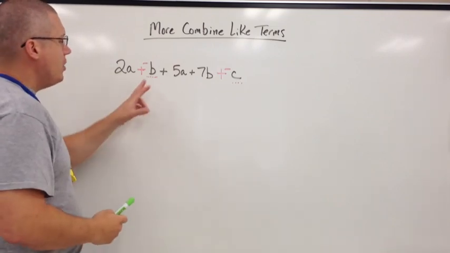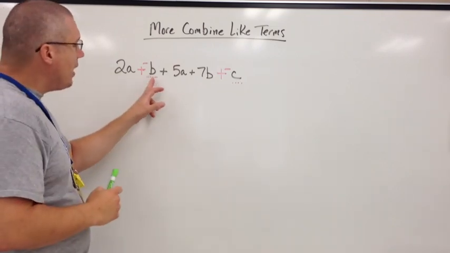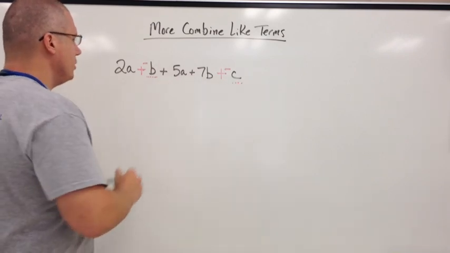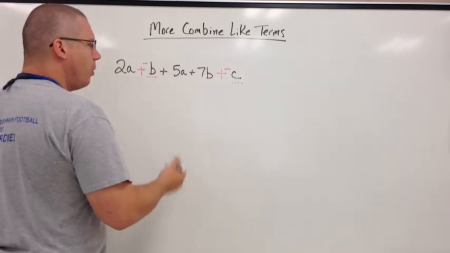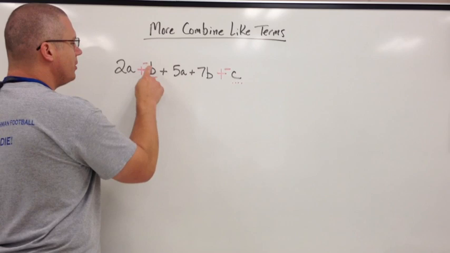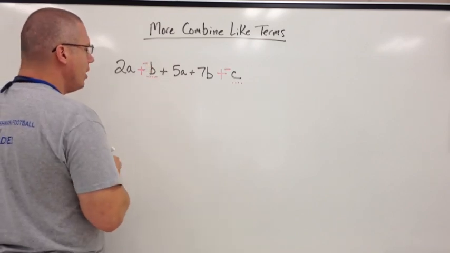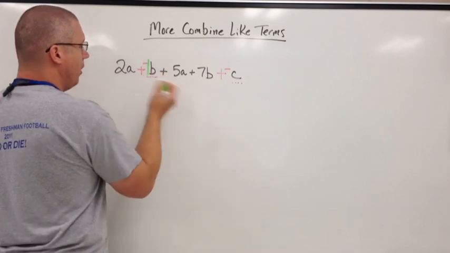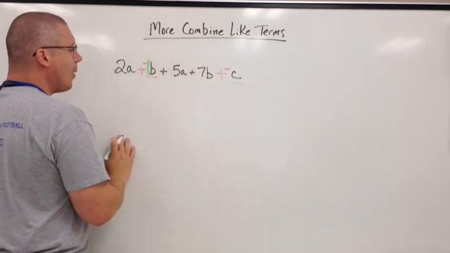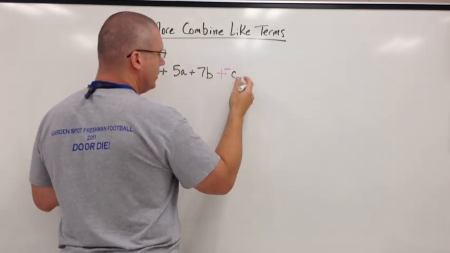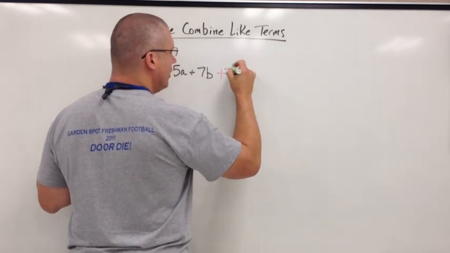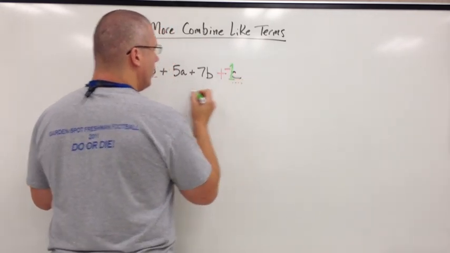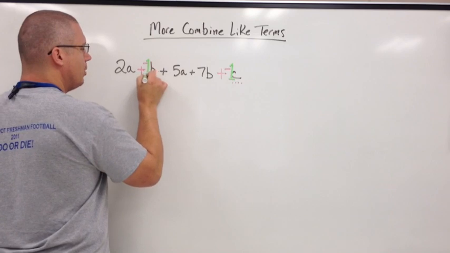The other thing we can do is take any single variable and place a 1 in front. How many B's are here? Oh, there's 1. Well, wait a minute, it's the opposite of B. Well, what's the opposite of 1B? The opposite of 1B is negative 1B. The opposite of C would be negative C. So I can put a 1 there, and I can put a 1 here.